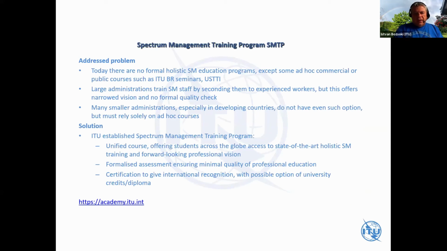The spectrum management training program I already mentioned during the presentation on our activities. The main idea behind it was that there is no holistic spectrum management education program, and it's difficult for small administrations to train the staff. So that's why we developed the spectrum management training program, and we are working on the implementation, and ITU wants to proceed with this, especially for providing more and more trainings in cooperation with training institutes like universities and local training institutes.